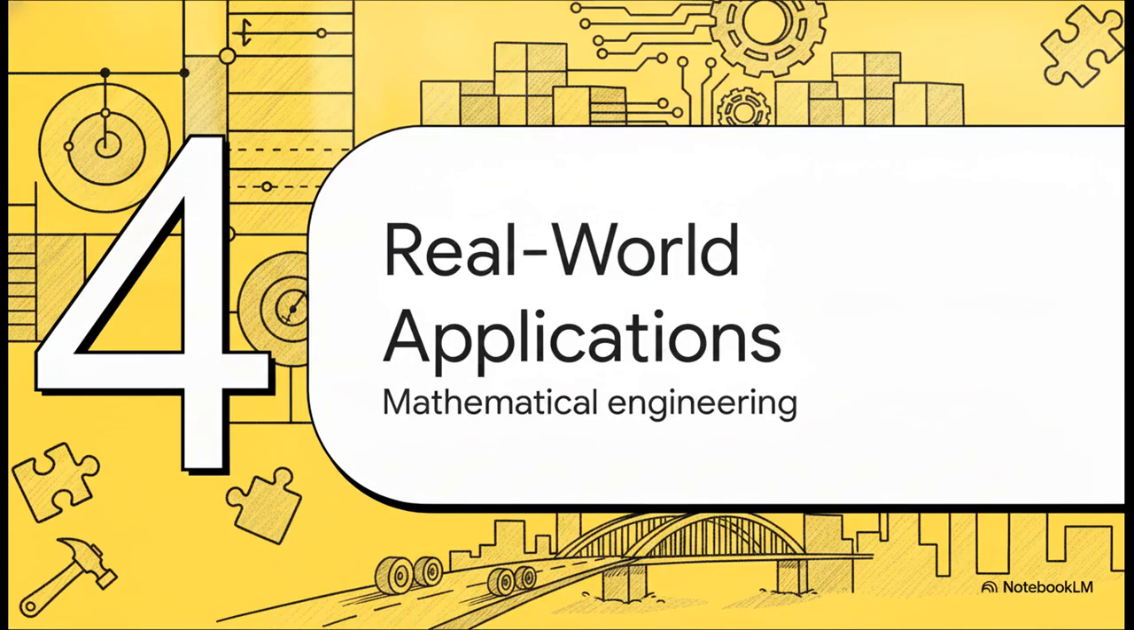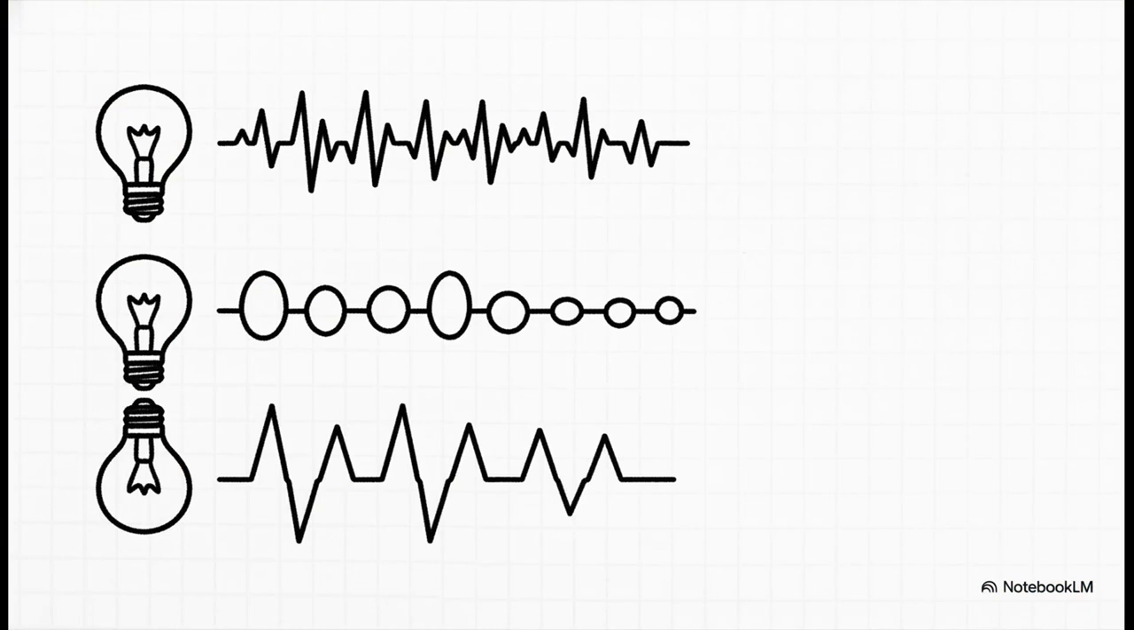Section 4. Real-world application and problem solving. Let's call this the mathematical engineering. Okay, picture this scenario from question 16. You've got 3 lights flashing, and they're all on completely different timers. One flashes every 4 seconds, one every 6 seconds, and one every 10 seconds. Now let's say they all happen to flash together at exactly 12 noon. The big question is, at what exact time will they next flash perfectly together?